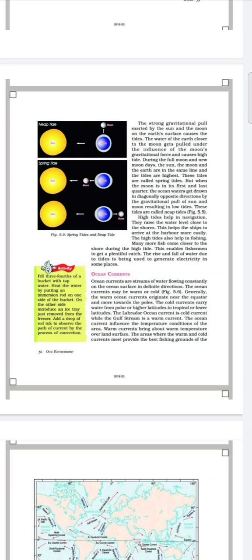Then warm ocean currents and cold ocean currents. Warm ocean currents, like the Gulf Stream, originate near the equator and move towards the poles. Cold ocean currents, like the Labrador current, carry water from the polar region towards the equator. This is about the currents.